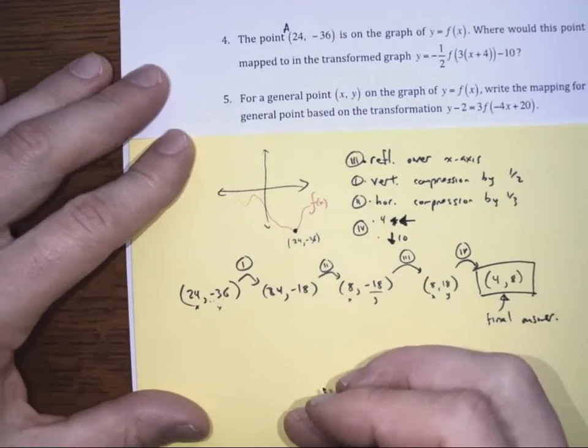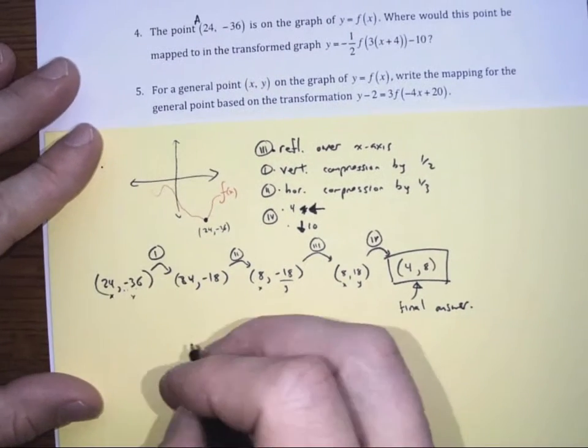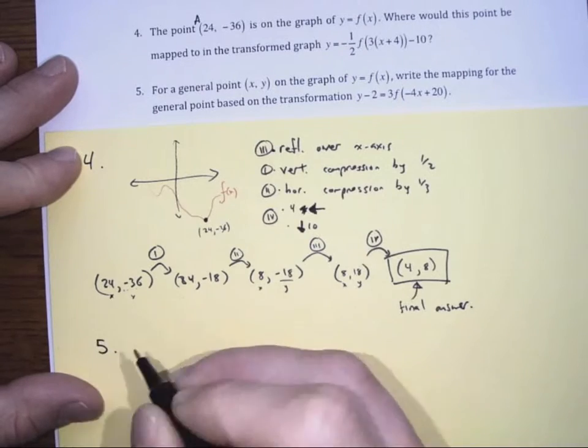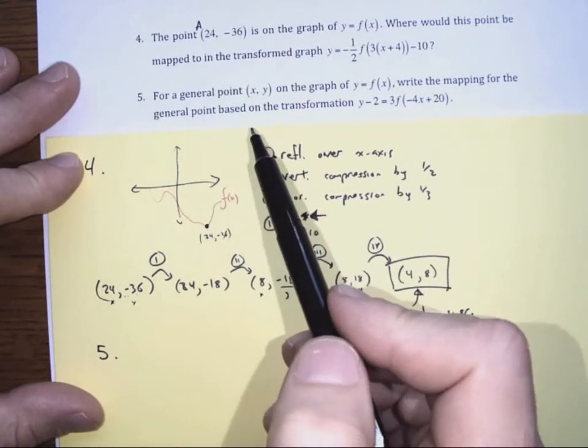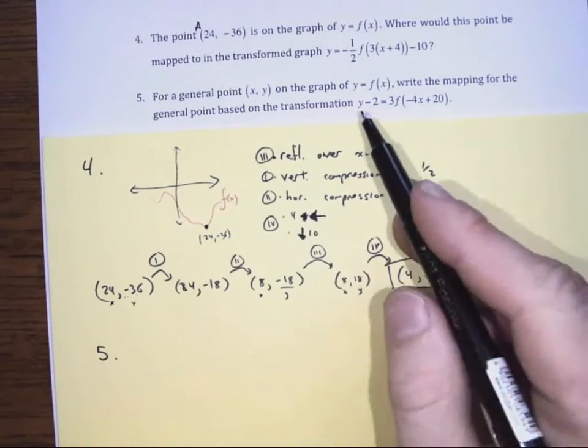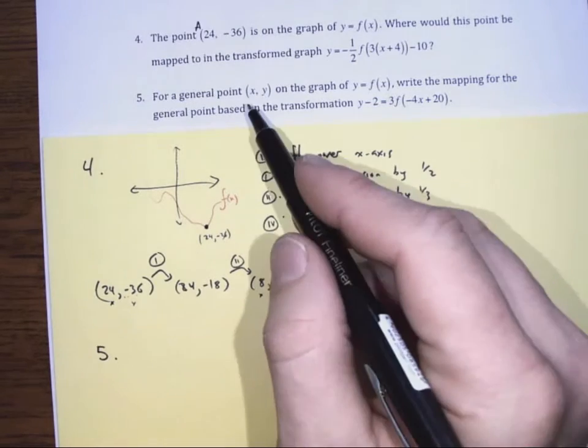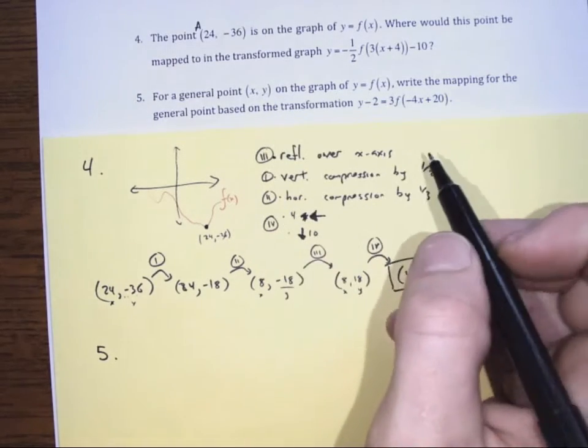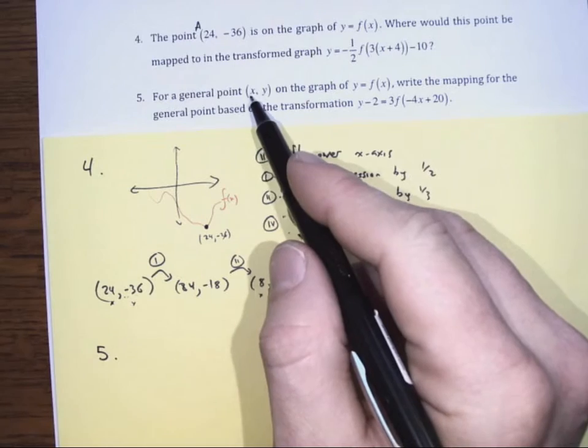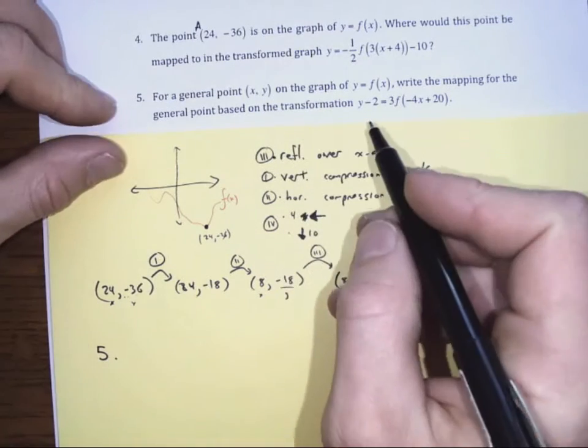Pretty similar question, but here it is now abstract. So instead of giving a specific point, we have a general point. We're going to see if we can list all of the transformations and what happens to that point if we know the initial values are just x and y.